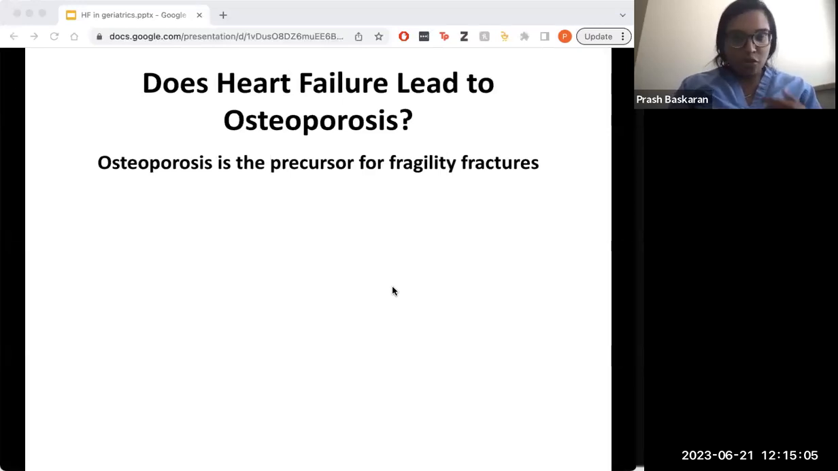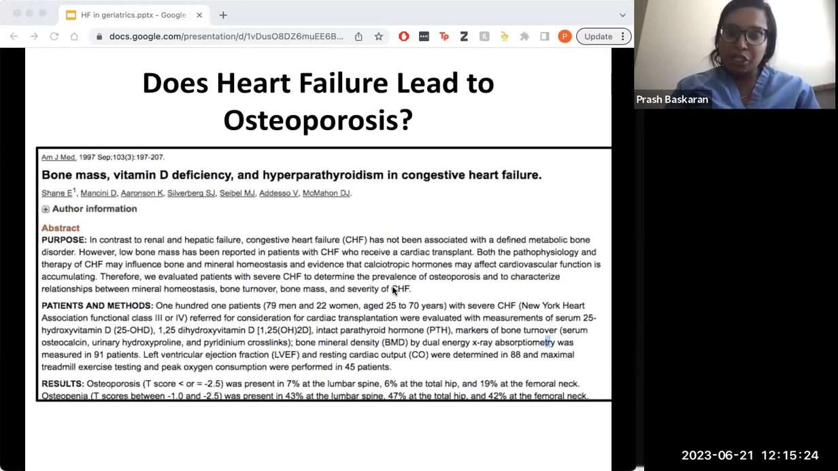And often we see patients who have heart failure exacerbations who come with a fall, then have a fracture of some sort, or we find incidentally on imaging that they have compression fractures or evidence of osteoporosis on previous bone mineral density scans. And there is quite a bit of evidence to this. One of the first studies that actually showed the link was this one. It's quite an old study. It was done in 2011, and they looked at bone mass, vitamin D deficiency, and hyperparathyroidism and congestive heart failure.